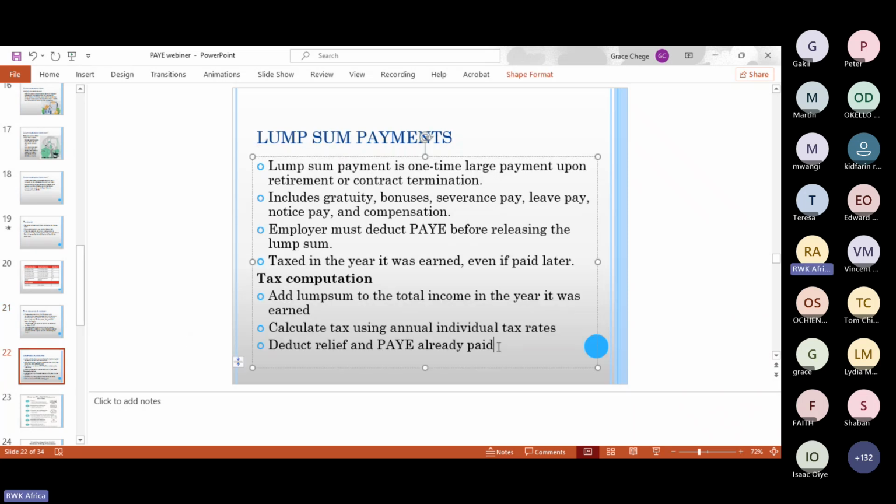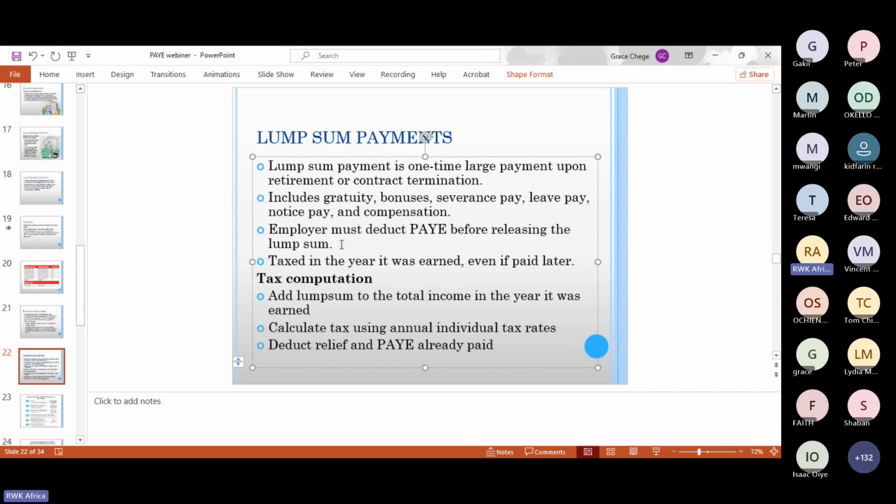The other bit that I'd like to discuss is on lump sum payments. For anyone who has been employed, you all know that employment is not permanent and anything can happen anytime. Your contract can be terminated, you can be dismissed. So a lump sum payment is a one-time large payment upon either retirement or contract termination. It includes gratuity, bonuses, severance pay, leave pay, notice pay, and compensation.